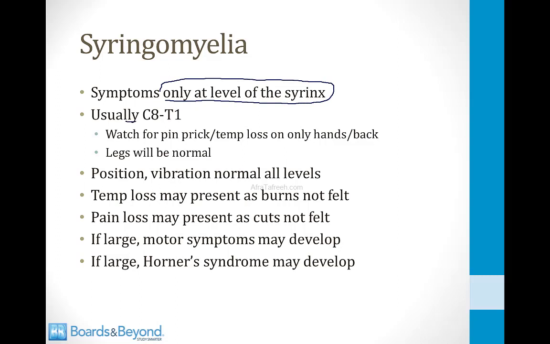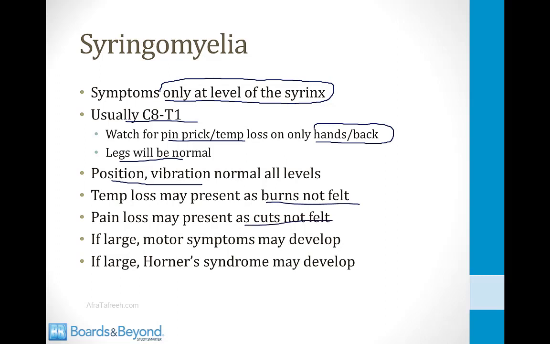And since it usually affects C8 to T1, you're going to get primarily symptoms in the hands and back, so you want to watch for pinprick and temperature loss in those regions. The legs will usually be normal. Position and vibration are normal at all levels, and the way patients are going to experience temperature loss may be burns that are not felt, and the pain loss may be cuts that are not felt.